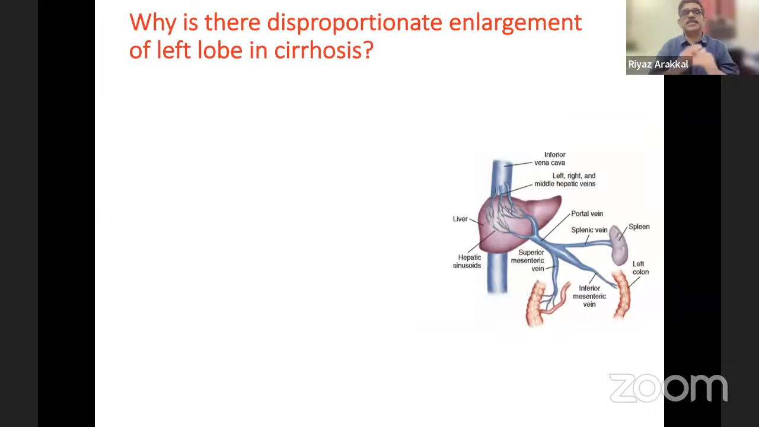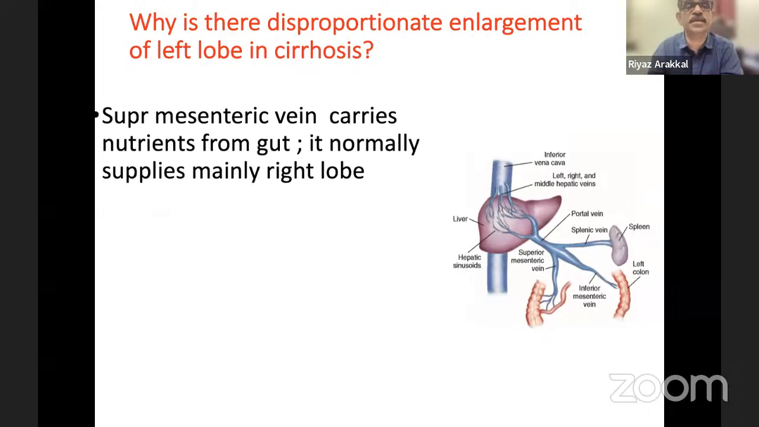Now, many a time you find that there is a disproportionate enlargement of the left lobe of the liver in cirrhosis. Have you noticed that? So the right lobe may be shrunken, but the left lobe may be enlarged. What is the mechanism? Why is there a disproportionate enlargement of the left lobe in cirrhosis? This also requires some amount of explanation.